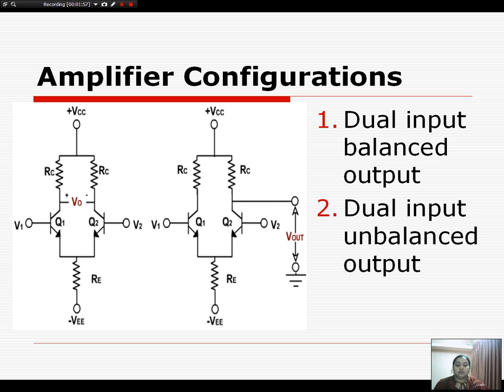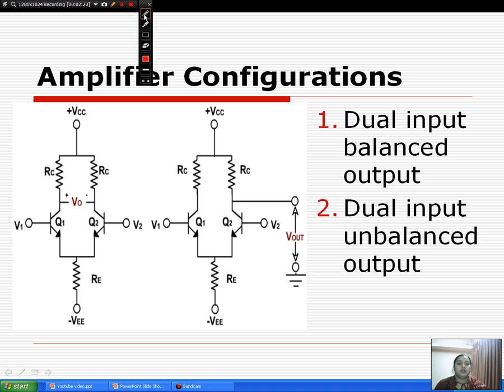So before going to the block diagram of operational amplifier that I will cover in next video, one should know the amplifier configurations. So let us see the configurations one by one. There are 4 basic configurations. First configuration is dual input balanced output configuration.